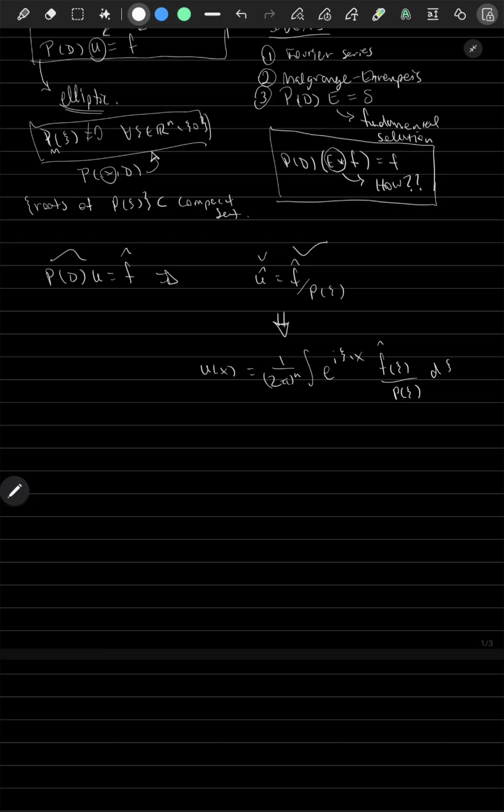Now the problem with this expression here is that it doesn't necessarily make sense. In general, this polynomial might have roots in the integration domain, and so this integrand might explode and it might not be integrable. So this is a problem, and the first thing we can think of is to try to get rid of those zeros somehow.